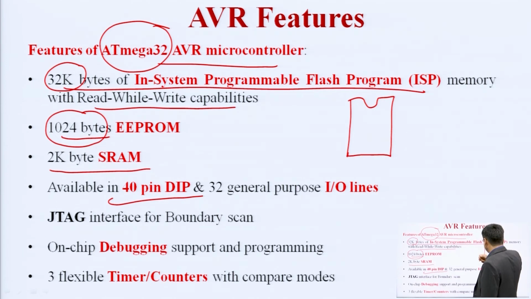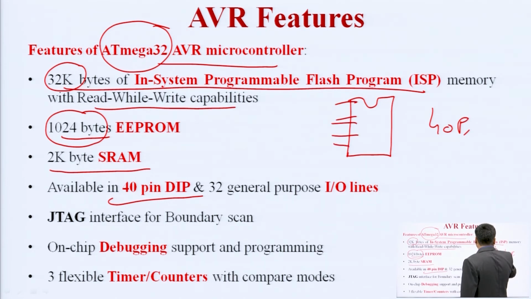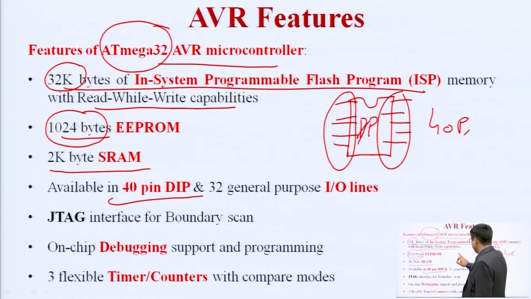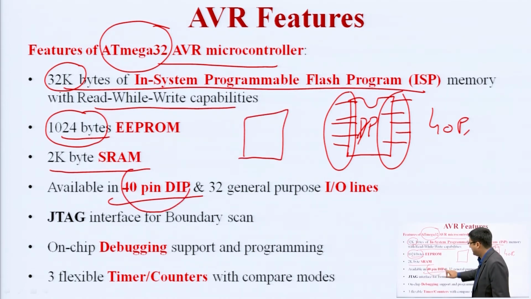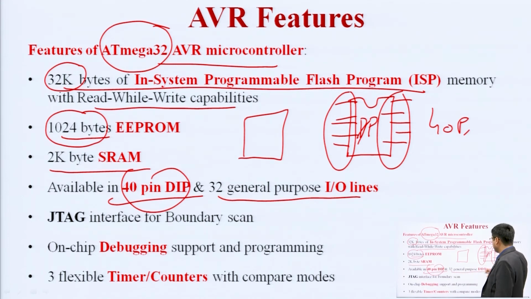Dual inline package means that it has a 40 pin architecture, with 20 pins on the left side and 20 pins on the right side, so there is symmetry between them. There are other packages also available, like quad flat package, etc. This follows the 40 pin DIP package, and it has 32 general purpose input output lines.